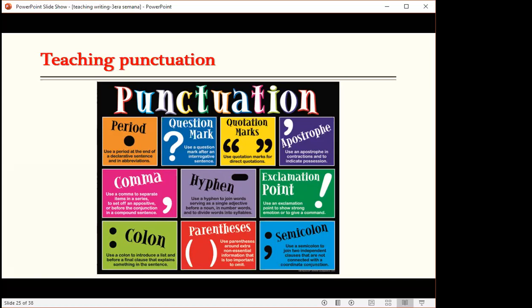Notice, here you can give this chart to your students. Maybe you can stick it on the wall, so they could see it when they are going to write. So please be careful, take into account the punctuation. You can put the chart on the wall so they could see it.